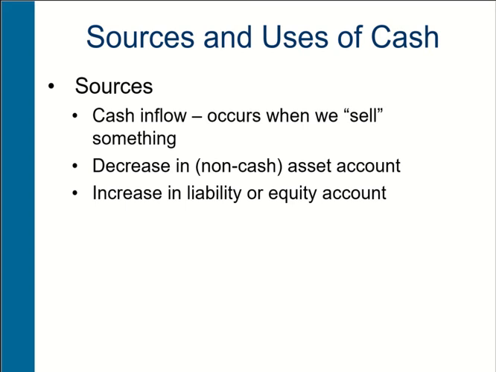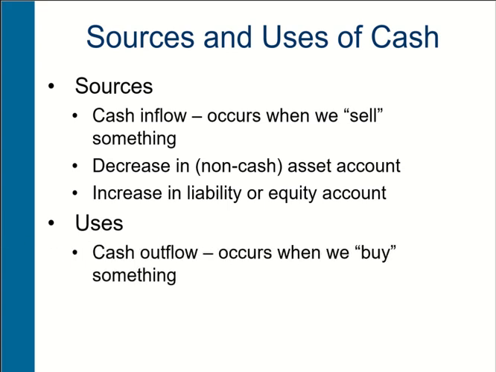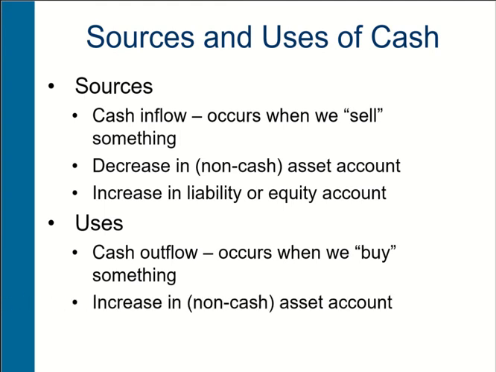Let's now consider the opposite. One of the primary uses of cash occurs when we buy something. And again, oftentimes when we buy something, that's associated with an increase to a non-cash asset account. So the reverse of our previous example works fairly well. If we were to purchase inventory, or perhaps even equipment or machinery, all of those purchases would be associated with increases to non-cash asset accounts and would indeed be a use of cash.